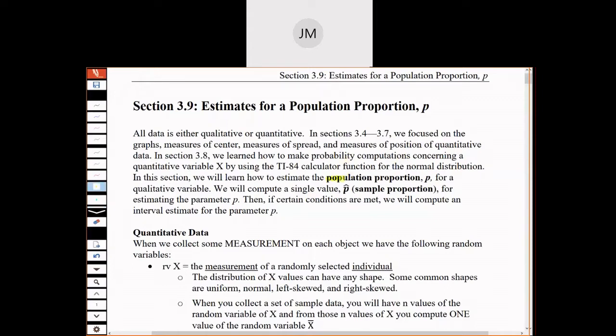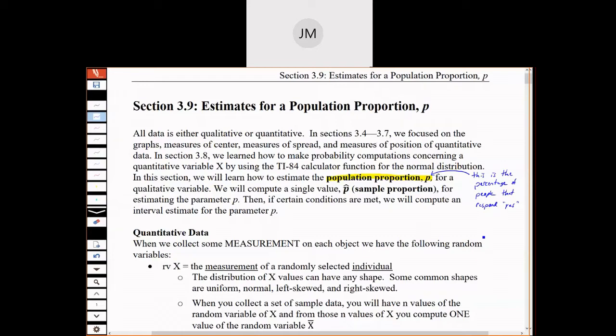So what we're going to be doing is looking at the proportion p in the population of people that said yes. You can think of this as the percentage of people that respond yes.